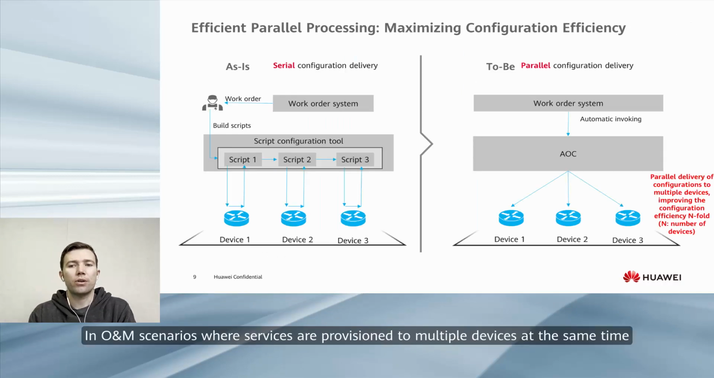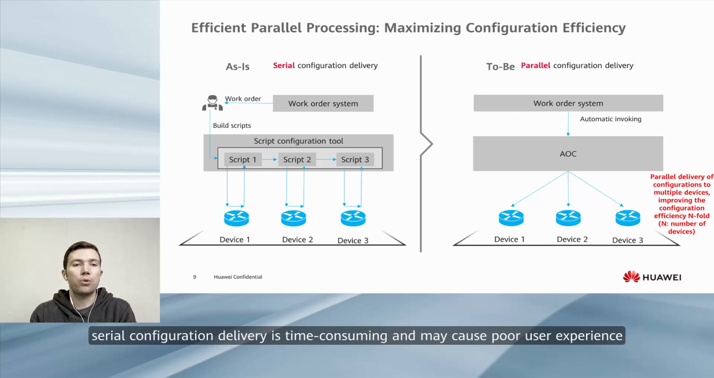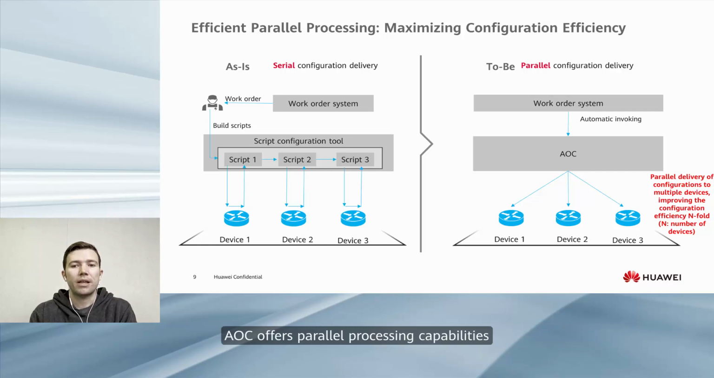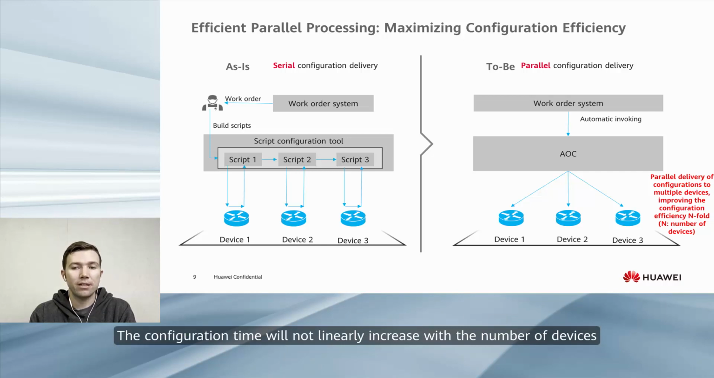In O&M scenarios where services are provisioned to multiple devices at the same time, serial configuration delivery is time-consuming and may cause poor user experience. AOC offers parallel processing capabilities which can configure multiple devices at the same time. If any operation fails, you can roll back configurations as required. The configuration time will not linearly increase with the number of devices.